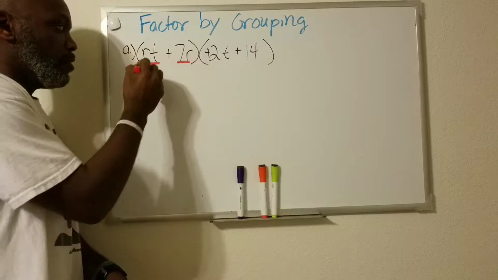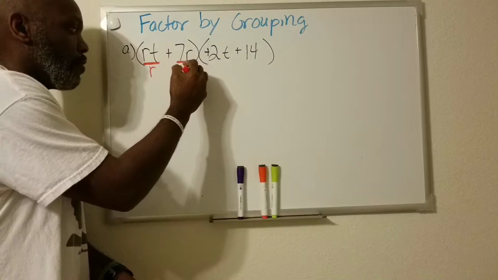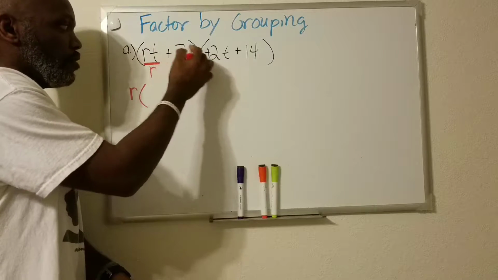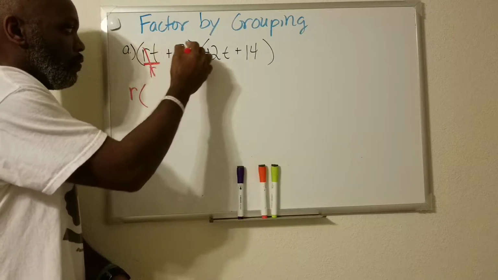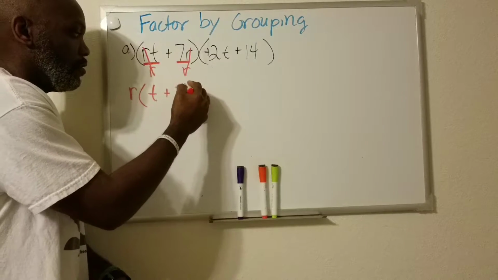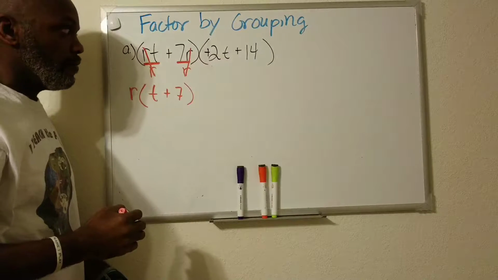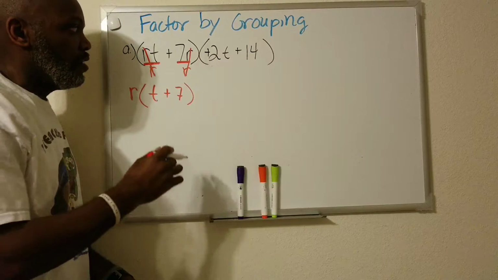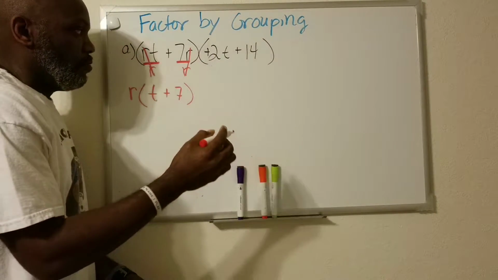What do they have in common? They have in common the letter R. So R is our greatest common factor in this binomial. What are we left with? We're left with T plus 7, right? I don't know why I say right a lot, but I do. Probably because I want you to make sure you understand.